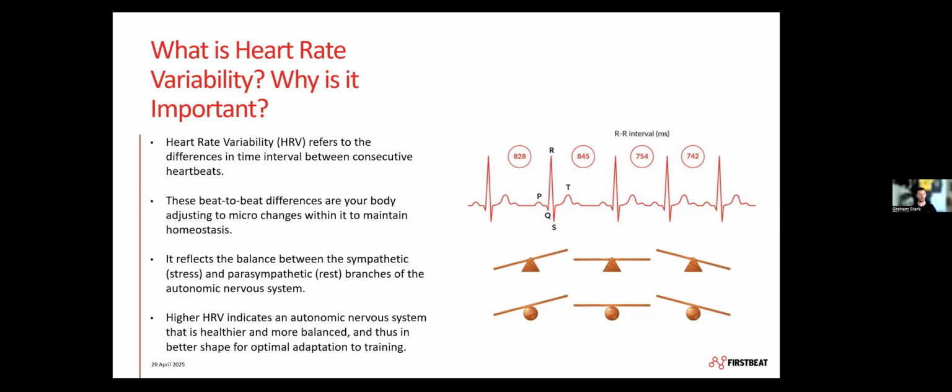Ultimately, it reflects the balance between your sympathetic, so that's your fight and flight or stress branch of your nervous system, and the parasympathetic, which is your rest and recovery branch. Generally, higher heart rate variability means your body's more reactive. It's dealing with the changes within your environment faster, and so you're in a better place to adapt from any training or activity that you're about to do.